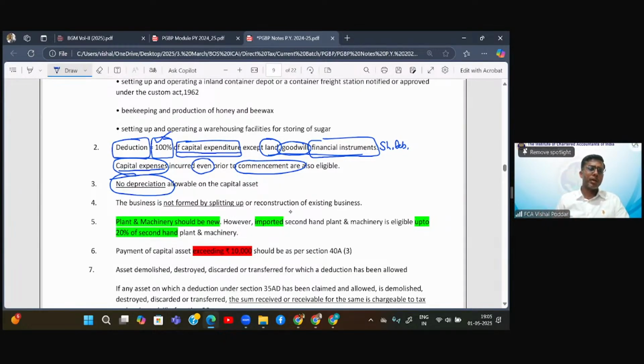Now they are putting some conditions for such businesses. One, the business should be a new business. Means what? It should not happen that some old business you have restarted by doing some internal changes or some cosmetic changes like splitting up or reconstruction. So it should be a new business. Old business should not be restarted.